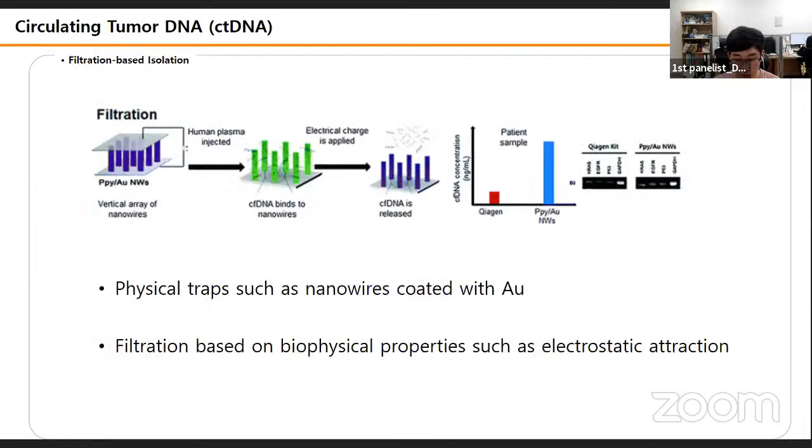Another method is filtration-based isolation. Researchers have conducted studies to separate ctDNAs based on their biophysical properties, such as electrostatic attraction. One of the examples is physical traps made by vertical arrays of polymer coated with gold nanowires.